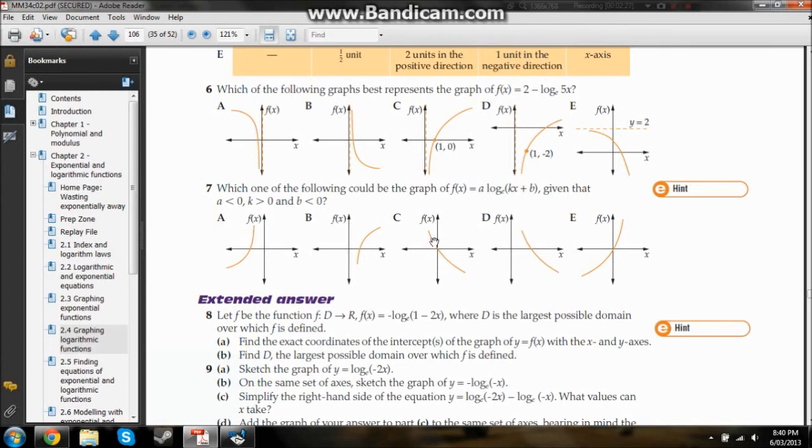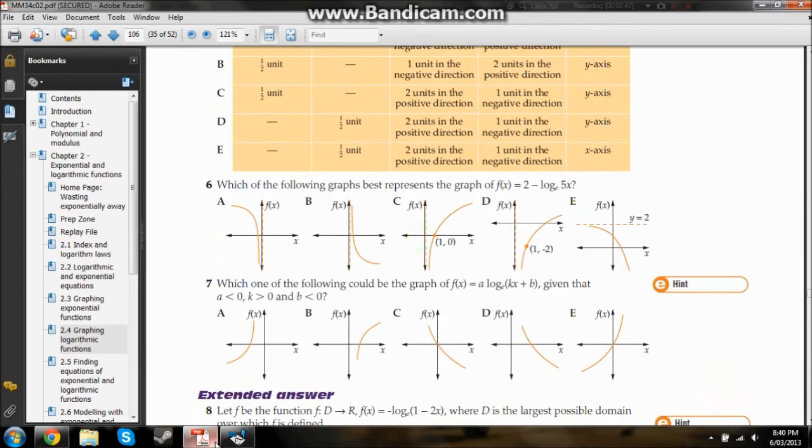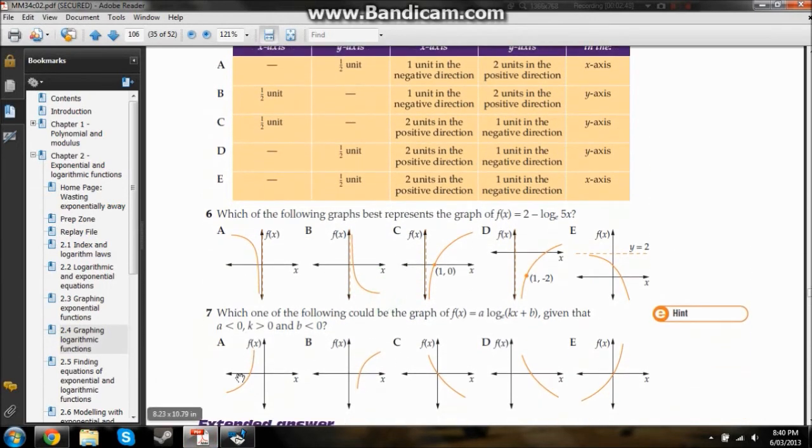So it's either between C and D, and the K doesn't particularly matter in this question, but the B has to be negative, and if you have negative in there, it's moved in the positive direction. So it's not going to cross through 0, 0. It's going to cross through something in the positive region, so it has to be D. So that's how you do those 3 questions. Pretty simple, I think.